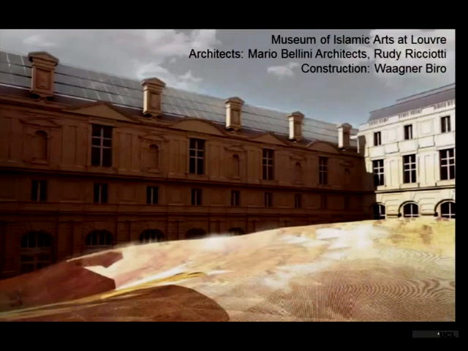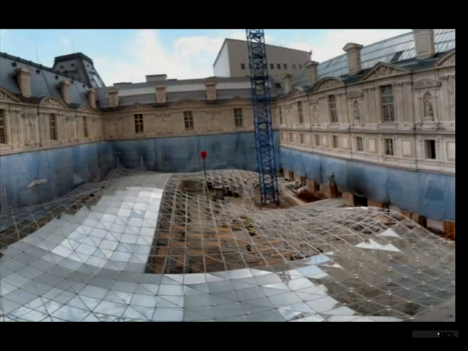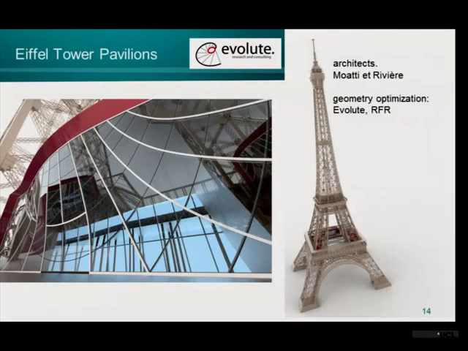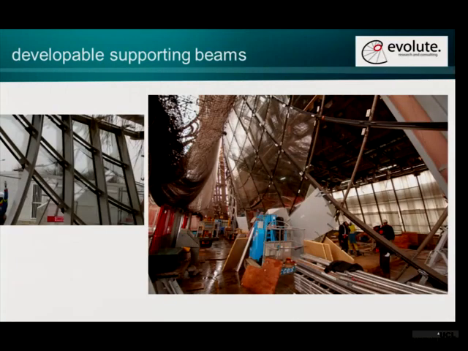Or the Museum of Islamic Arts in the Louvre, where they worked on this roof structure, which is composed here of flat quadrilaterals and triangles. This is the ready project. Or again in Paris, currently under construction, maybe already finished, I'm not quite sure, three pavilions on the first platform of the Eiffel Tower, exhibiting some curved glass facades, which was actually done with a lot of geometry that we have developed over the past years. Yeah, here you see something from the construction.